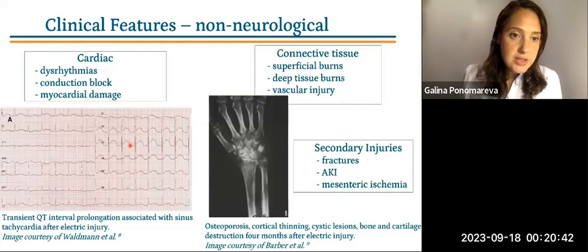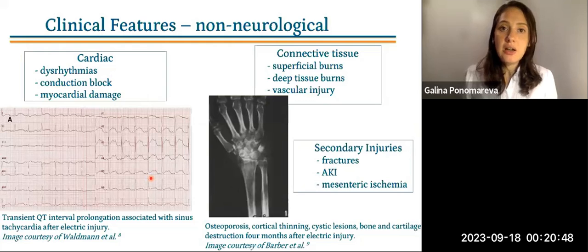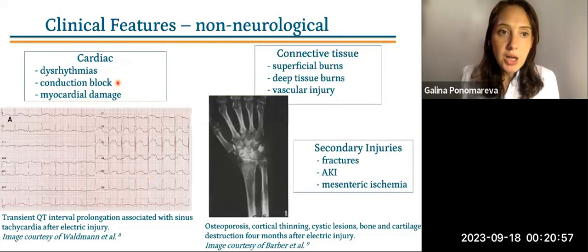This ECG is taken from an individual who developed QT interval prolongation and sinus tachycardia after electric injury, which later resolved. Cardiac injury can also present with conduction block or myocardial damage.